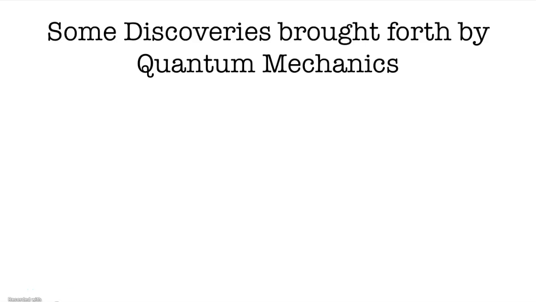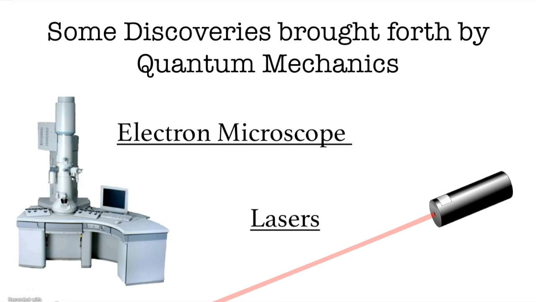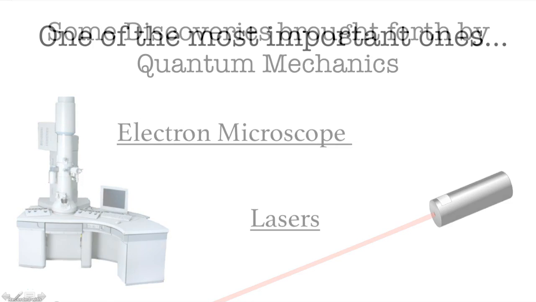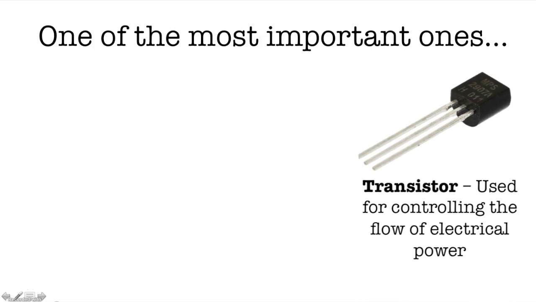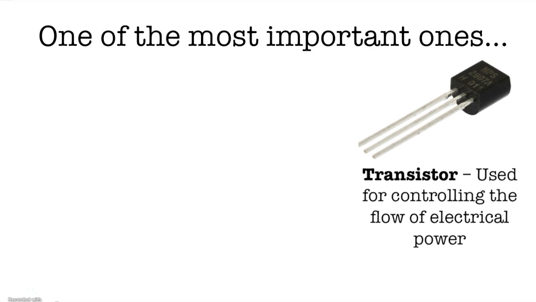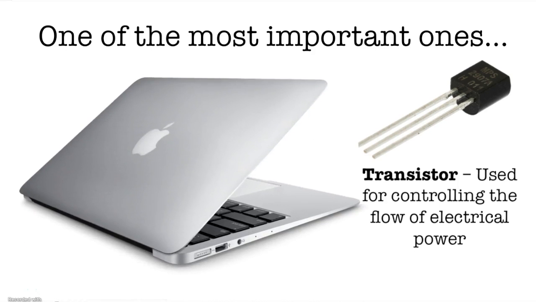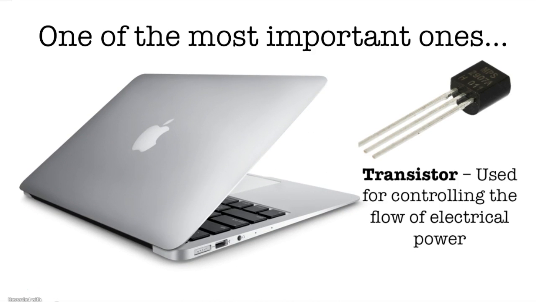Many inventions such as the electron microscope and the laser were made possible because of our knowledge of light and electrons and how they can be manipulated. The invention of the transistor, a tool used to control electric power, was also made possible because of quantum mechanics, and this invention led to the rise of laptops, a tool you're probably using to watch this video right now.